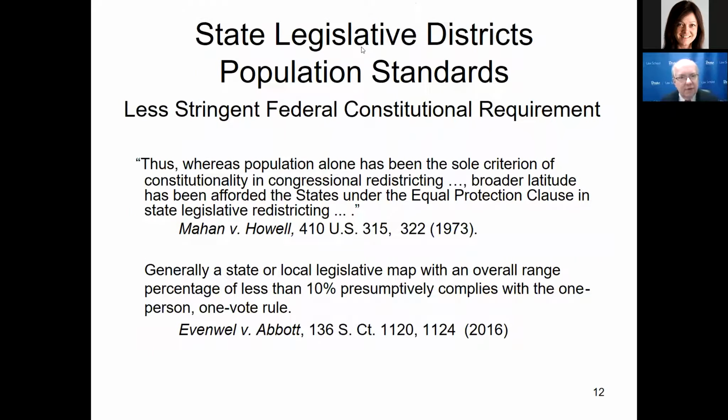State legislative districts have a less stringent federal constitutional requirement. The case law has generally determined that if a state or local legislative map has an overall range percentage of less than 10%, it presumptively complies with the one person, one vote rule. It's not absolute, but the strict equality standard of congressional redistricting has not been applied, at least from a federal constitutional perspective, to those jurisdictions that deal with state legislative districts.